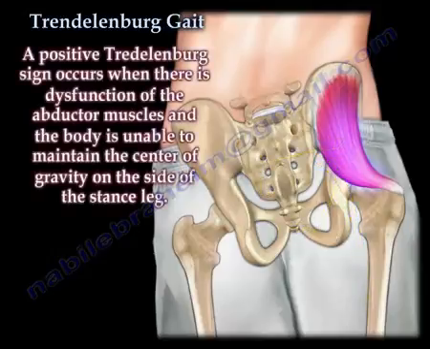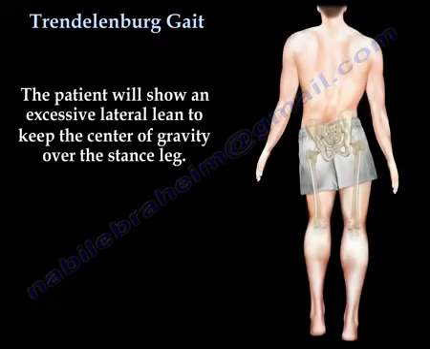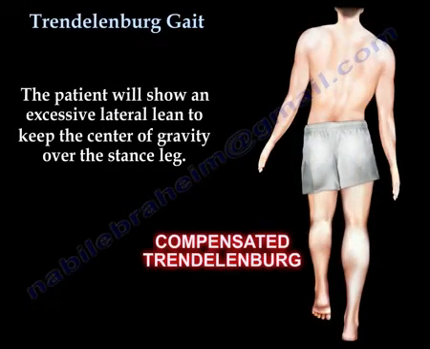A positive Trendelenburg sign occurs when there is dysfunction of the abductor muscles and the body is unable to maintain the center of gravity on the side of the stance leg. The patient will show an excessive lateral lean to keep the center of gravity over the stance leg.